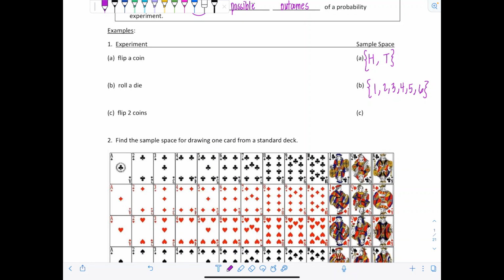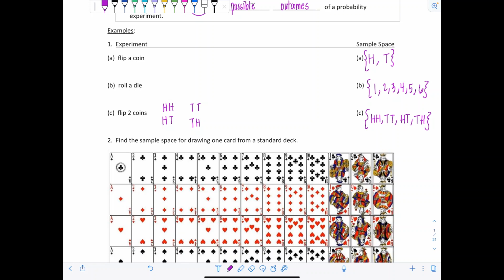Last experiment we're going to consider is flipping 2 coins. If you're flipping 2 coins, there's actually 4 possible outcomes, because if the first coin lands heads, the second one could also land heads. But if the first coin lands heads, the second one could land tails. Similarly, the first coin could land tails, and so does the second, or the first coin lands tails and the second coin lands heads. So there's 4 outcomes there. I'm going to list them all here in my sample space: heads-heads, heads-tails, tails-heads, tails-tails.